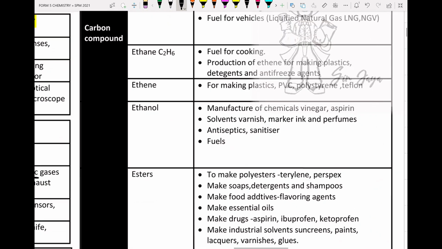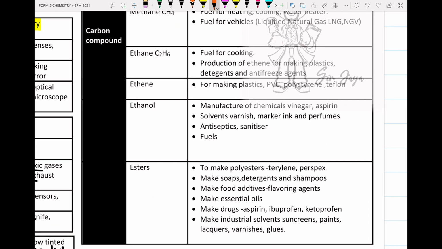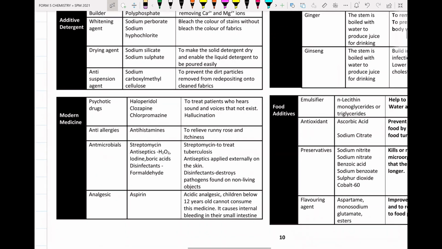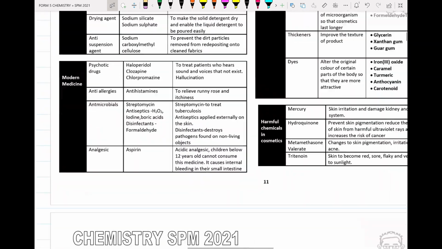All right, so we move on to this one. This one is under Form 5, so I will try to do this in another slot. Thermochemistry will be under Form 5, so I will do it in another class slot. All this is under Form 5, so I will do it in another slot.